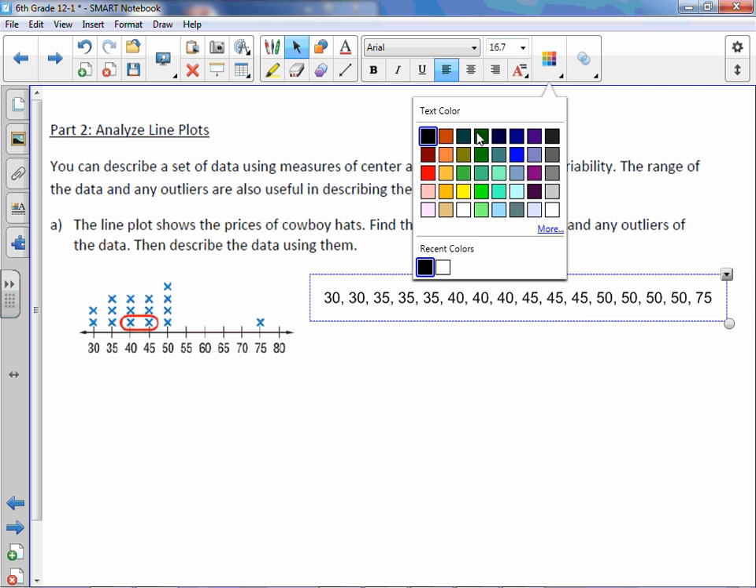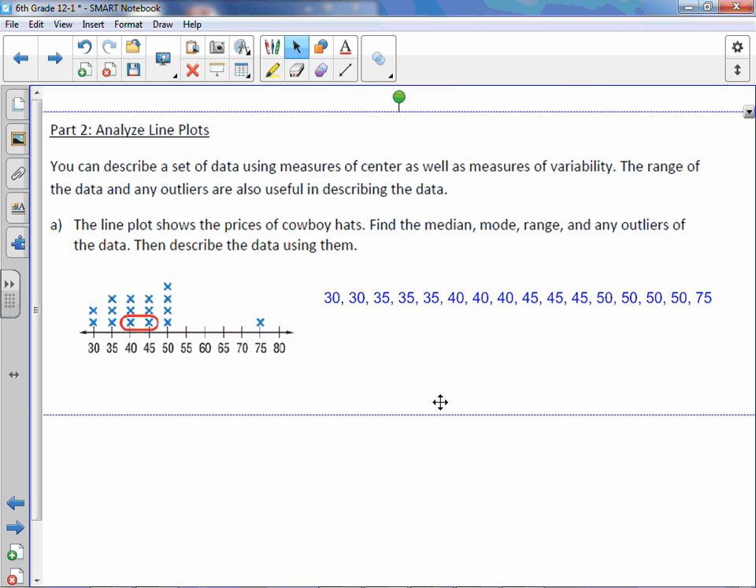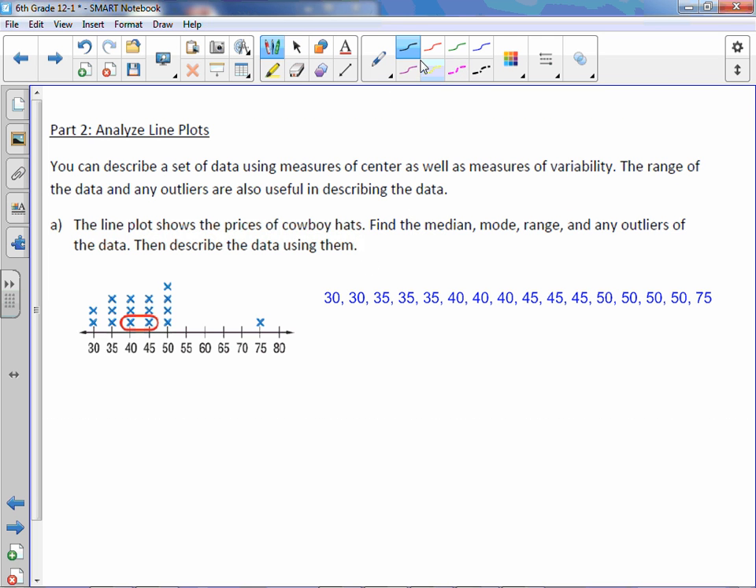Let me make this a different color so it sticks out. Let's go ahead and find our minimum, maximum, and all of that stuff. So here's the minimum at 30. And here's the maximum at 75. Let's go ahead and find the median. Looks like it's in between 40 and 45.